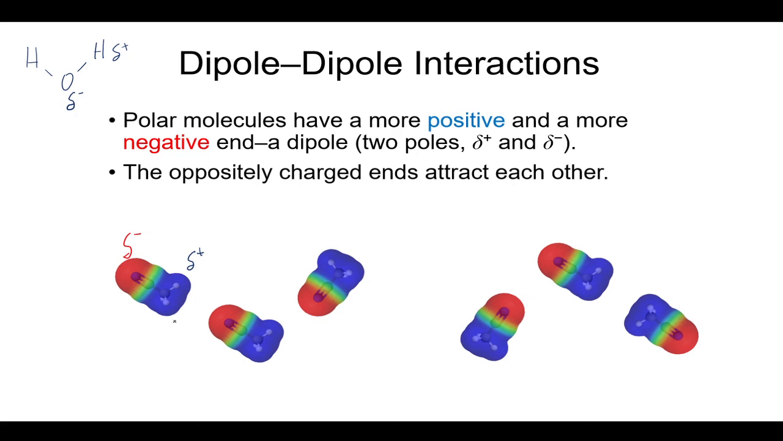Now, this positive end can be attracted to the negative end of another molecule. And so this is the intermolecular force we're talking about here. It's between this positive end and this negative end. So this is the dipole-dipole force. And you could see it's a similar picture to what we talked about with dispersion forces.